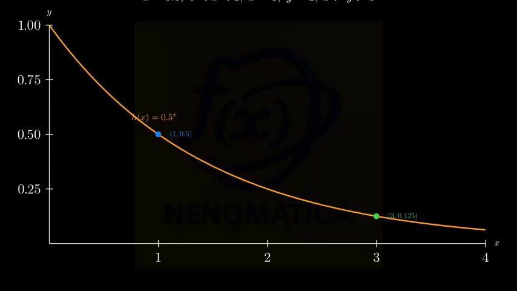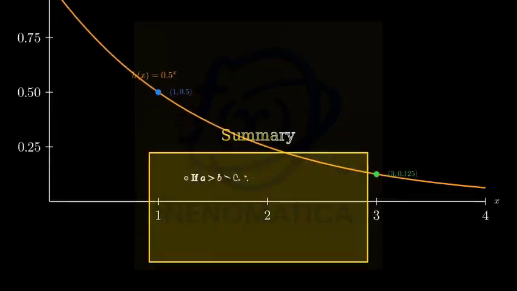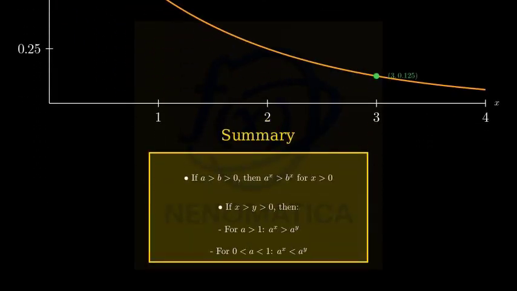Let's summarize what we've learned about these basic inequalities. For our first theorem, we showed that if a is greater than b and both are greater than 0, then when x is greater than 0, a to the power of x is greater than b to the power of x. For our second theorem, we showed that if x is greater than y and both are greater than 0, then, if a is greater than 1, a to the power of x is greater than a to the power of y. If a is between 0 and 1, a to the power of x is less than a to the power of y. These theorems are fundamental in understanding how exponential functions behave with different bases and different exponents, and they have many applications in mathematics.